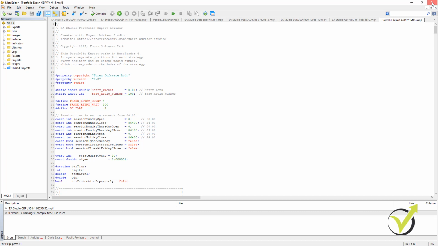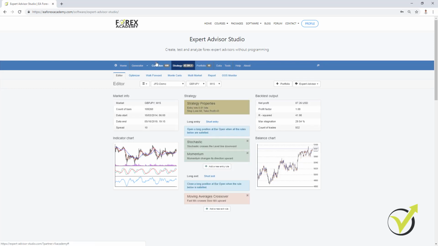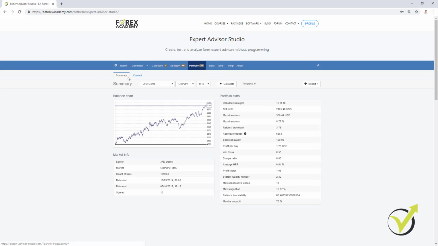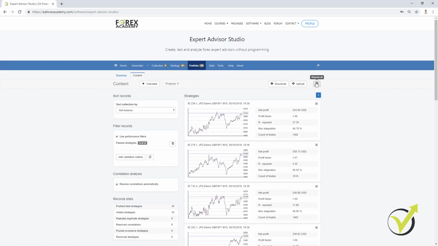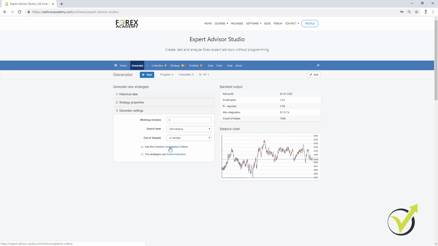Of course, I will not do that because I didn't filter these strategies. I just wanted to show you the difference of the balance line and the statistical information when we are trading with one strategy and when we are trading with a portfolio of strategies. Alright, I will remove now this collection and the portfolio expert. I will delete the strategies, and I will continue with the next lecture where I will show you more about the acceptance criteria and how I filter the strategies.